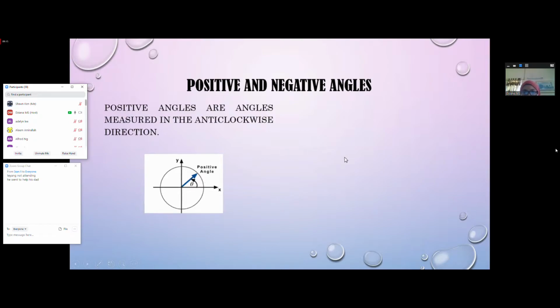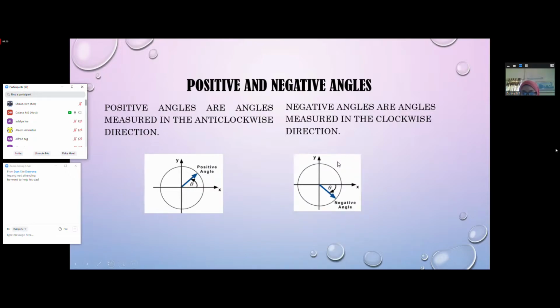Okay, you can also get a negative angle. Negative angles are angles measured in the clockwise direction, meaning from the x-axis and clockwise. So on the Cartesian plane, from the x-axis clockwise going down, this is a negative angle. If let's say this angle I measured at 60 degree, I have to write it down as negative 60 degree.